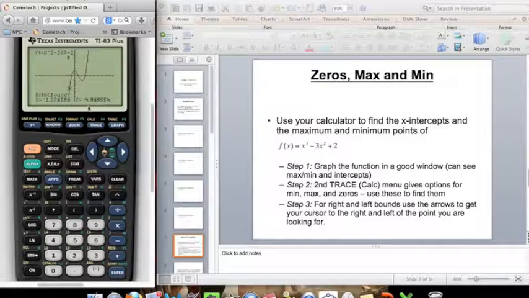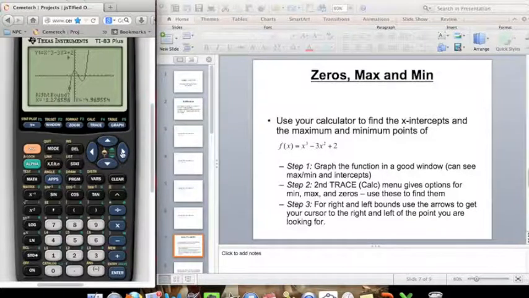When you do that, a little arrow shows up at the top saying, okay, this is my boundary. I'm not going to look anywhere further than that. The question then changes at the bottom of the screen to say right bound. So now it's saying, okay, that's as far to the left as I have to look. How far do I have to look to the right?